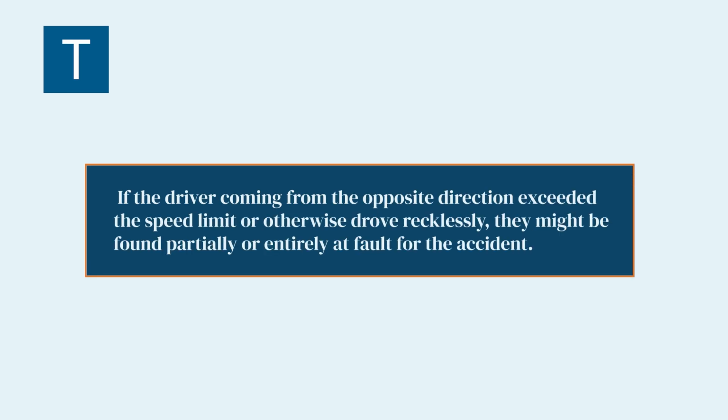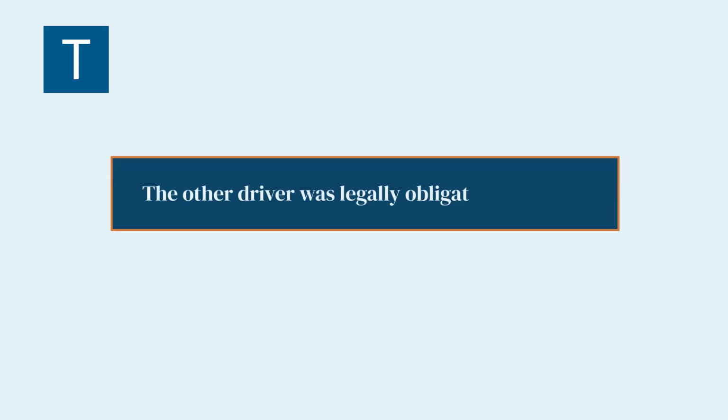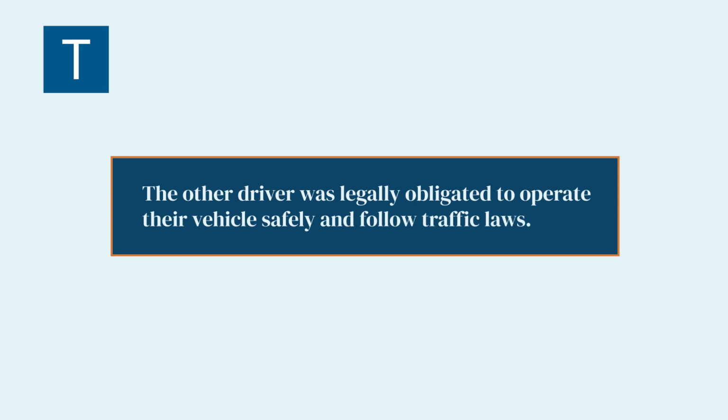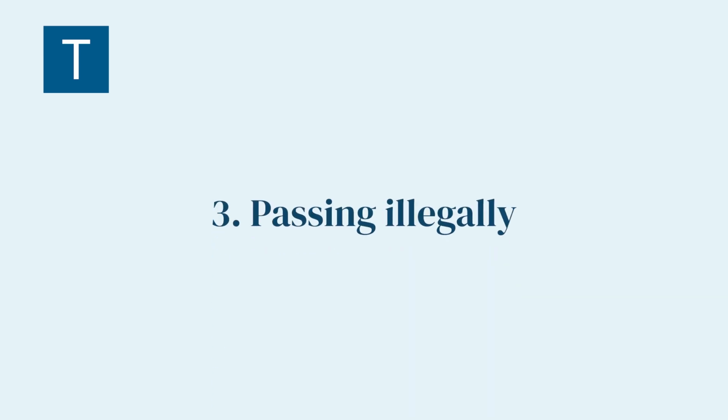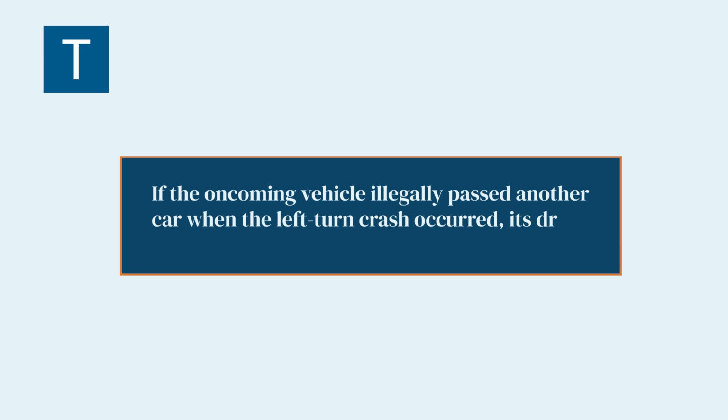1. Speeding. If the driver coming from the opposite direction exceeded the speed limit or otherwise drove recklessly, they might be found partially or entirely at fault for the accident. 2. Running a red light. A driver who failed to stop as directed would be at fault if they collided with a driver making a lawful left turn. 3. Passing illegally. If the oncoming vehicle illegally passed another car when the left turn crash occurred, its driver may be held responsible.